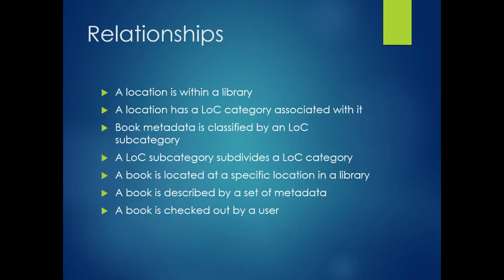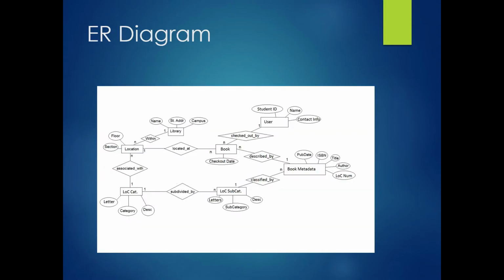So relationships were, a location is within a library, a location has a Library of Congress category, book data is classified by Library of Congress subcategories, a book is located in a specific location in the library, and if a book is checked out, it is checked out by a user.